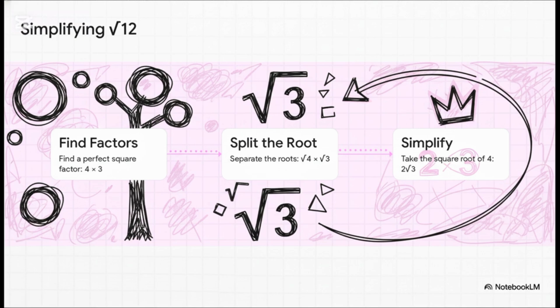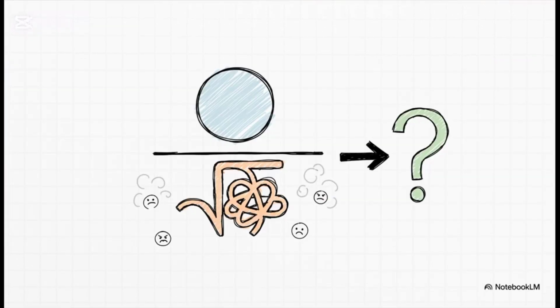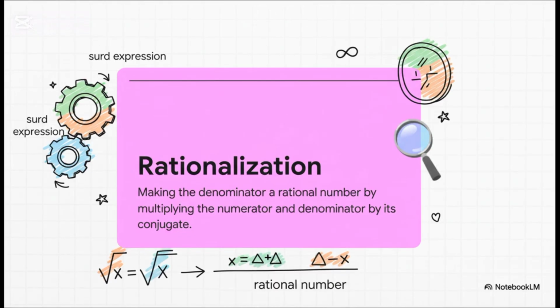See? We've tamed it. Now, there's this little rule in math, sort of an unwritten code of conduct. You're not supposed to leave a surd in the denominator, the bottom part of a fraction. It's just considered messy or unsimplified. So how do we clean it up? There's this really cool trick called rationalization. It uses something called a conjugate. It's a fancy word, but think of it as the surd's mathematical twin. When you multiply the top and bottom of the fraction by this conjugate, something almost magical happens.